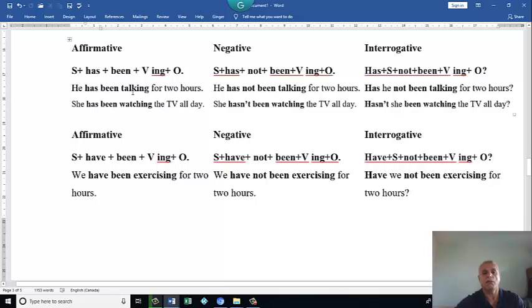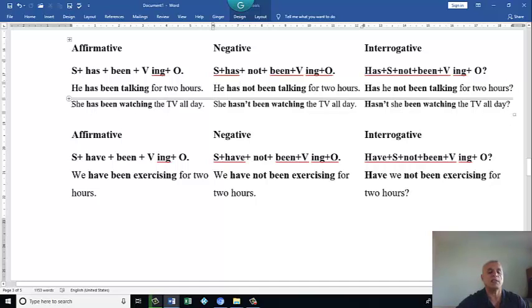He has been talking for 2 hours. Make it negative: He has not been talking for 2 hours. To make a question, we just take the auxiliary verb and position it in front of the subject, and we know it's a question. Has he not been talking for 2 hours? Yes, he has. No, he has not.